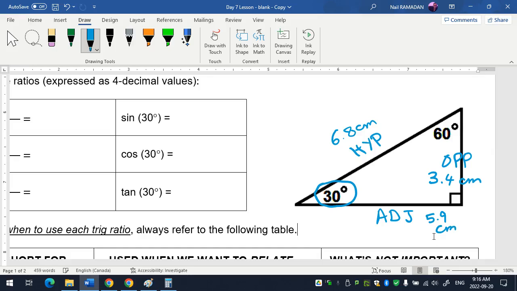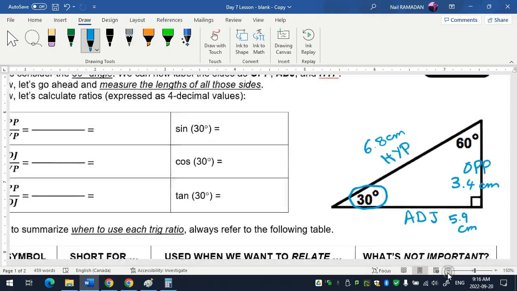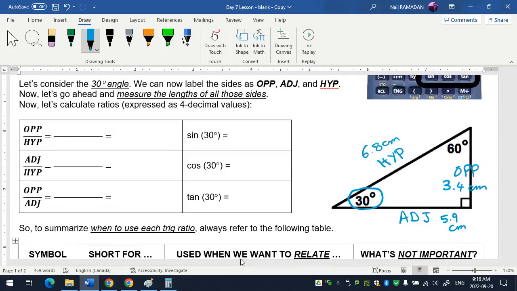Awesome. So let's put the calculations here now. Let me zoom out so you can see the triangle and the table. Opposite over hypotenuse. According to this labeling, what's my opposite? 3.4. I'm going to go with green. 3.4 divided by 6.8. Wow. What's 3.4 divided by 6.8? It's exactly 0.5, which is interesting.